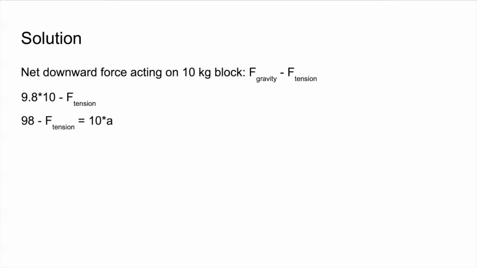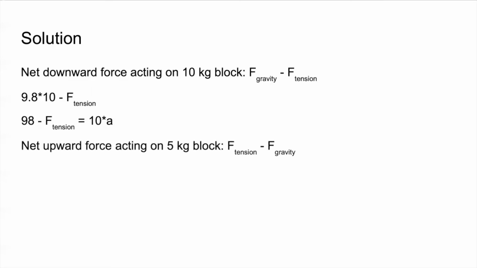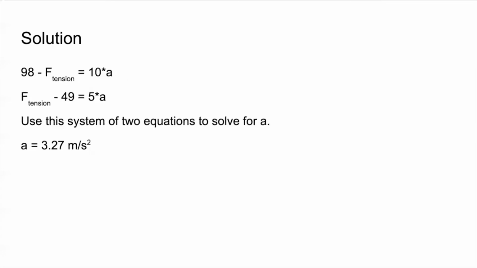And now the net upward force acting on the 5-kilogram block, and it's upward because the 5-kilogram block is accelerating upward since it's not as heavy as the 10-kilogram block. So that is force of tension minus force of gravity. And the force of tension is the same as the one above, but this time the force of gravity is 9.8 times 5. So the net force this time is equal to 5 times A. So now we have a system of two equations, and if we solve this, we're going to get A. A is equal to 3.27 meters per second squared. So this is one method you could use to solve these problems.